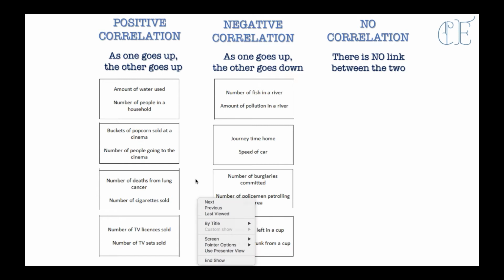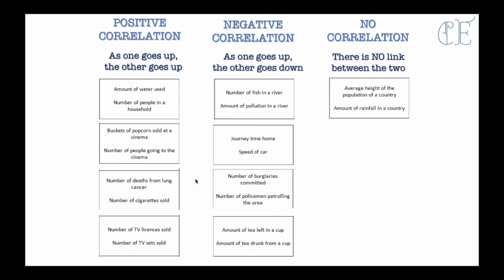So then no correlation. Average height of the population of a country would have no link at all to the amount of rainfall. The number of marks in a maths homework would have no correlation or link to the distance the pupil lived from school. So not many on that front, but make sure you understand the two here.